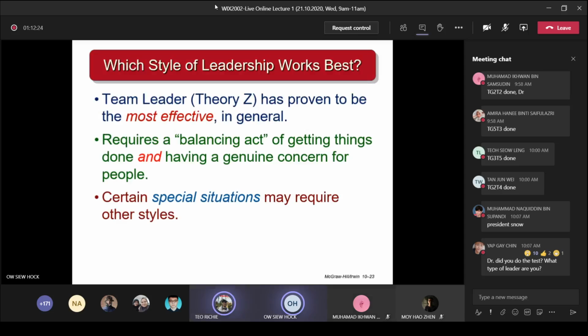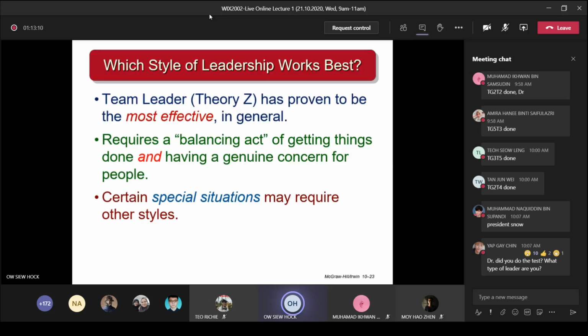Okay, let's see. Team leader, theory Z, has proven to be the most effective in general. It requires a balancing act of getting things done and having a genuine concern for people. So if you are leading your team, you must get the things done, but at the same time, you must care about your staff. It's just like we have one team where one of the team members was hospitalized. I can see the team leader has applied theory Z very well. He helped the team member who is sick throughout this duration. I do not know, he has not been reporting to me about the team member's condition. Has he fully recovered now and is he back to contributing to the task?